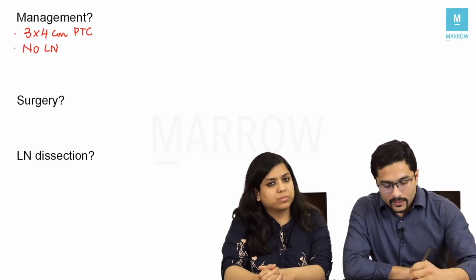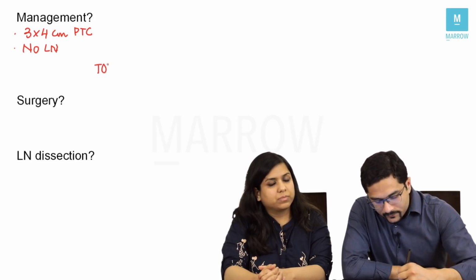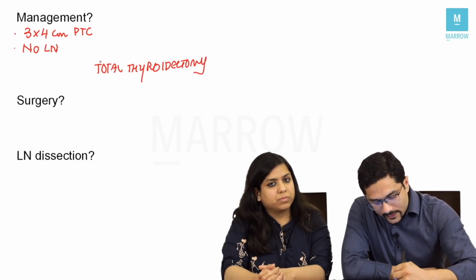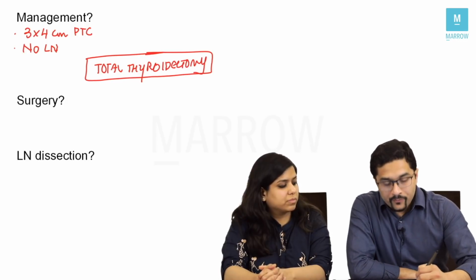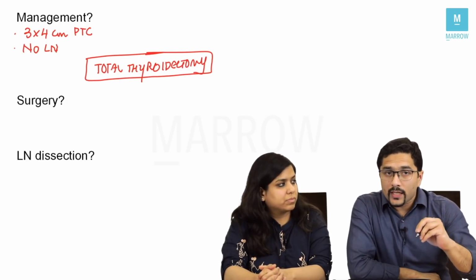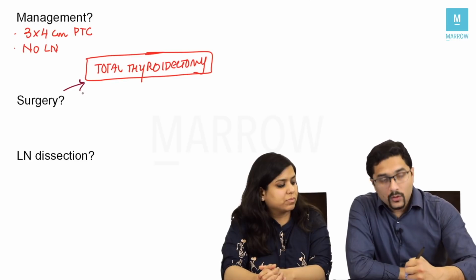So the treatment here is going to be a total thyroidectomy. That is what we need to do. If it's a papillary thyroid cancer which is more than 2 centimeters in size, all patients are going to get a total thyroidectomy in this case. Now we know that the lymph nodes are not enlarged. Okay, lymph nodes were not enlarged.